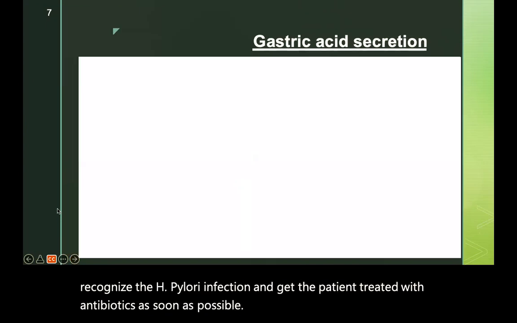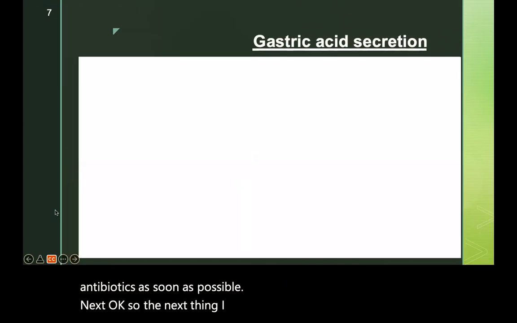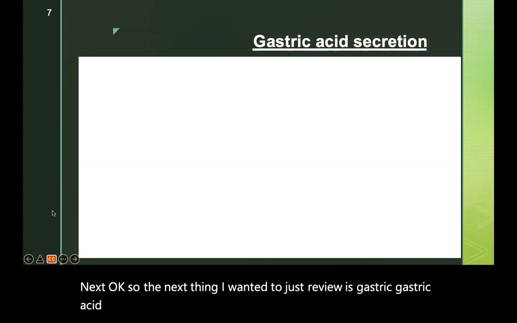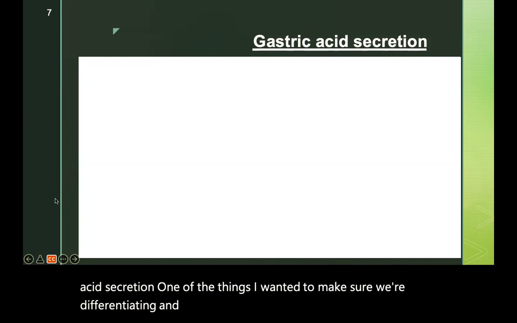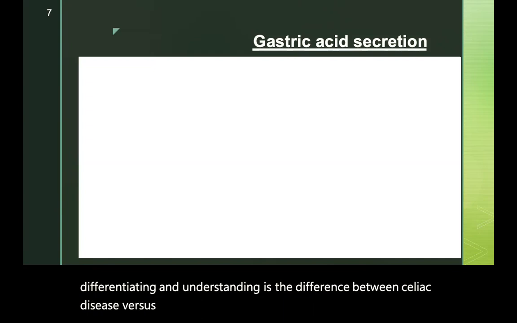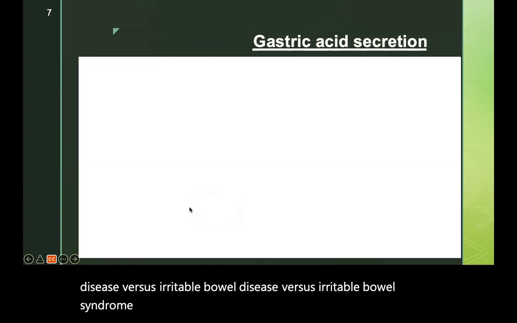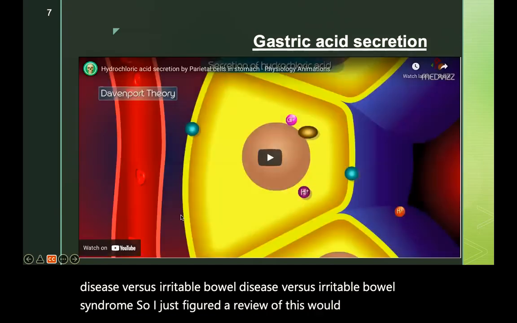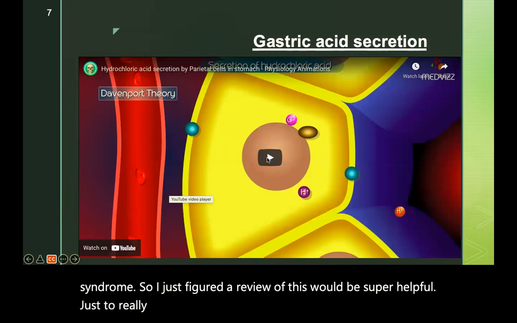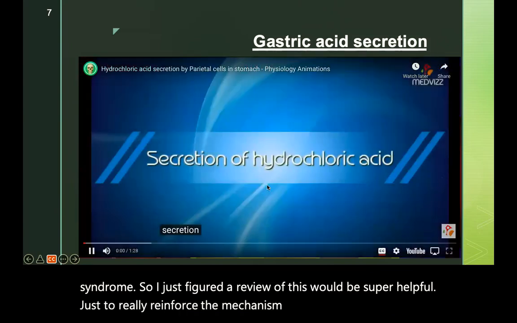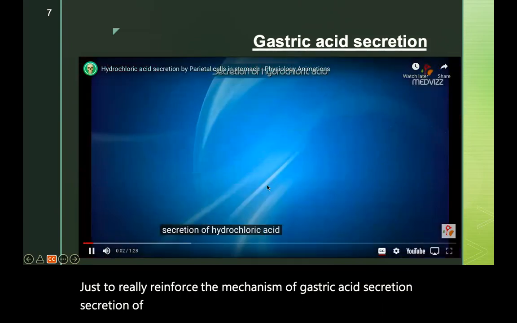Next, the next thing I wanted to review is gastric acid secretion. One of the things I wanted to make sure we're differentiating and understanding is the difference between celiac disease versus inflammatory bowel disease versus irritable bowel syndrome. So I figured a review of this would be super helpful, just to reinforce the mechanism of gastric acid secretion, the secretion of hydrochloric acid.